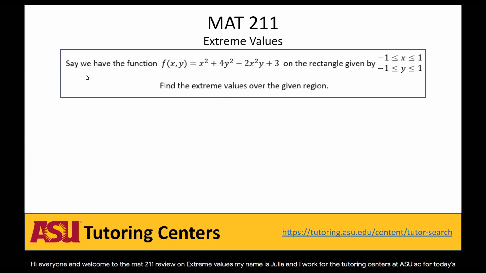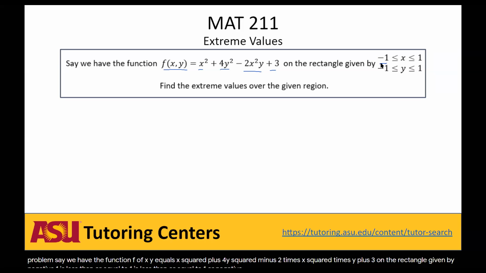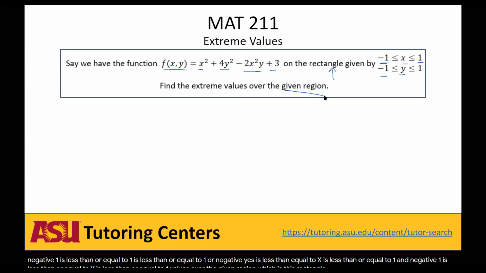So for today's problem, say we have the function f of x, y equals x squared plus 4y squared minus 2 times x squared times y plus 3 on the rectangle given by -1 is less than or equal to x is less than or equal to 1, and -1 is less than or equal to y is less than or equal to 1. So we want to find the extreme values over the given region, which is this rectangle.